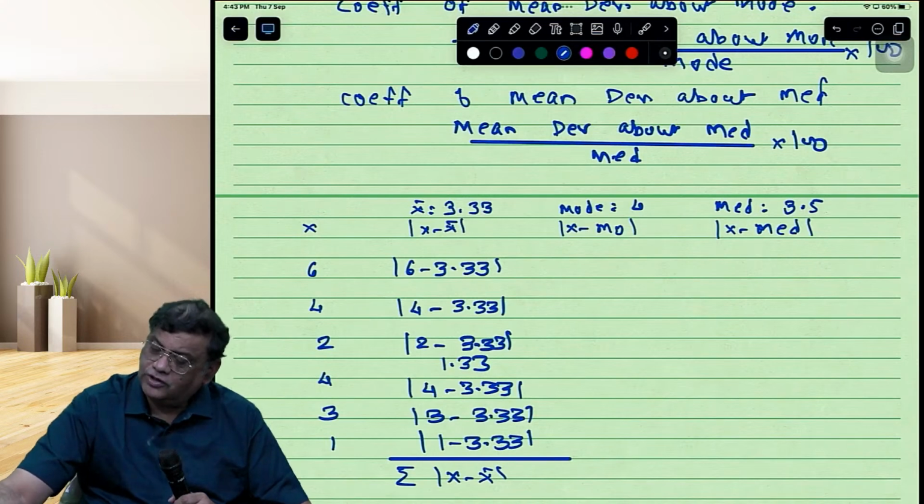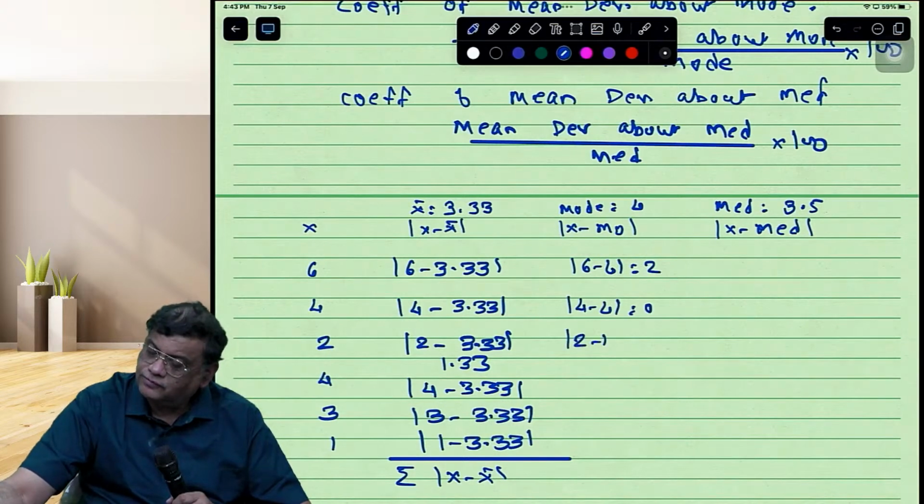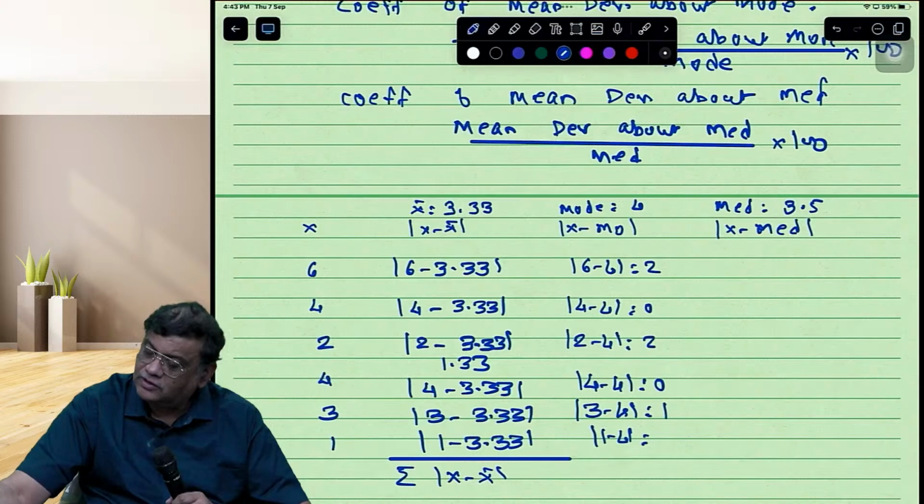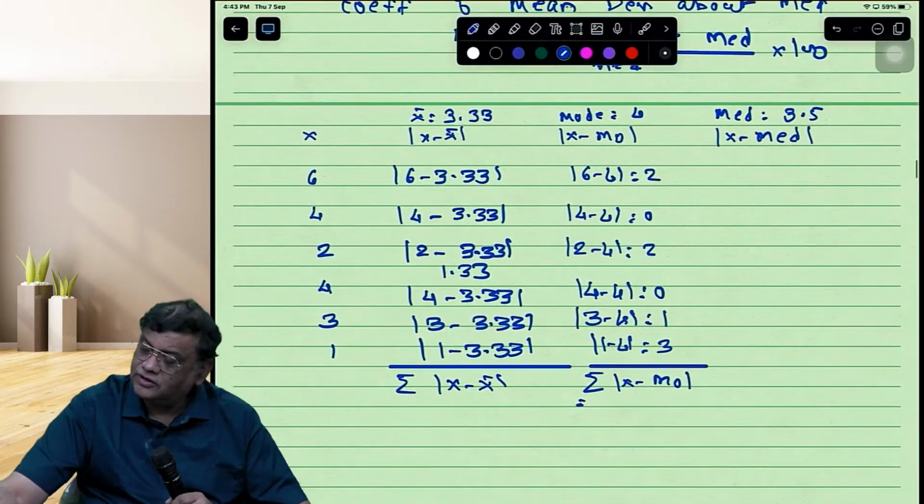Similarly, this is mode is 4, na? So 6 minus 4, modulus is 2. 4 minus 4, modulus is 0. 2 minus 4, modulus is 2. 4 minus 4, modulus is 0. 3 minus 4, modulus is 1. And 1 minus 4, modulus is 3. So when you take a total, that is summation modulus x minus mode. And then what will it be? You can just take the total. 3 plus 1, 4 plus 4, 8.